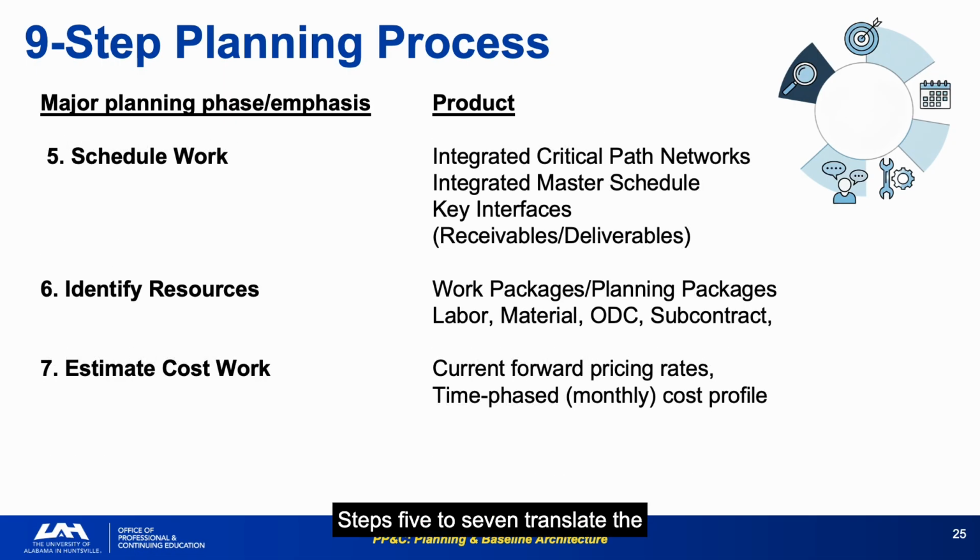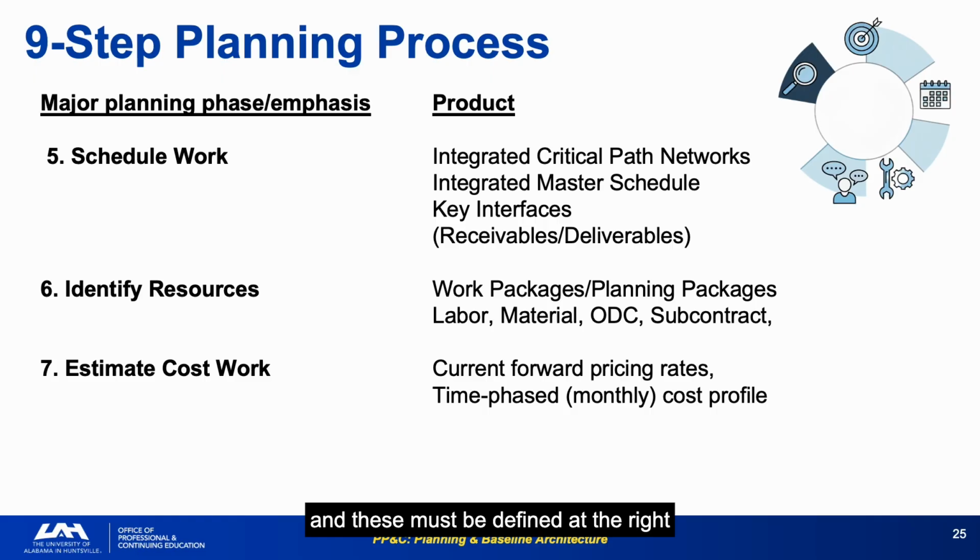Steps 5 to 7 translate the work structure into time and resource terms, scheduling the activities, identifying the resources required to execute them, and estimating what those resources will cost. Steps 5, 6, and 7 must be done in tight coordination. The schedule drives workforce phasing drives cost, and cost feeds back into whether the schedule is actually executable with available funding.